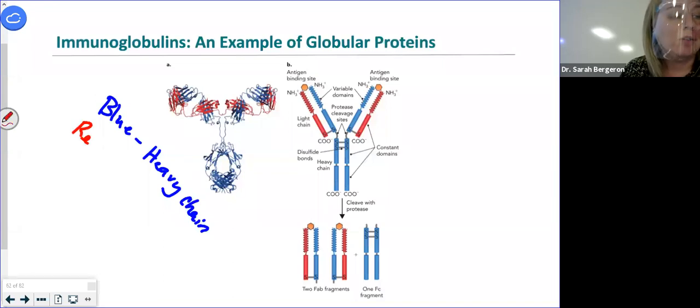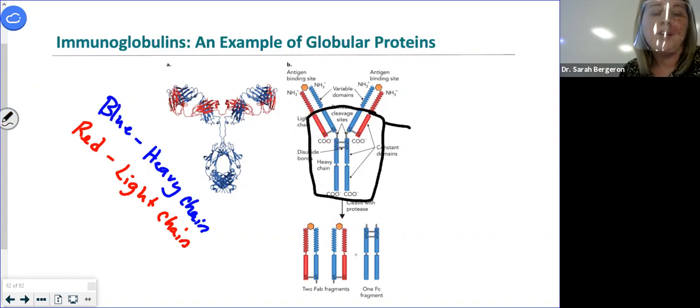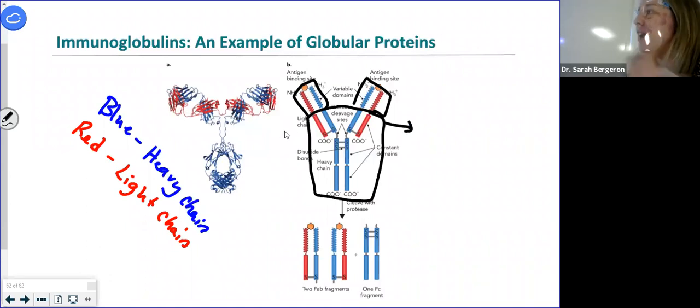The red, can you guess? The light chain. So the light chain stops about halfway through. So what's really interesting about antibodies is antibodies have two basic domains within them. So do you see this portion is very straight and this portion looks very wiggly, right? Okay, so the bottom portion does not vary. It's the same all the time. But this top portion is the variable region.